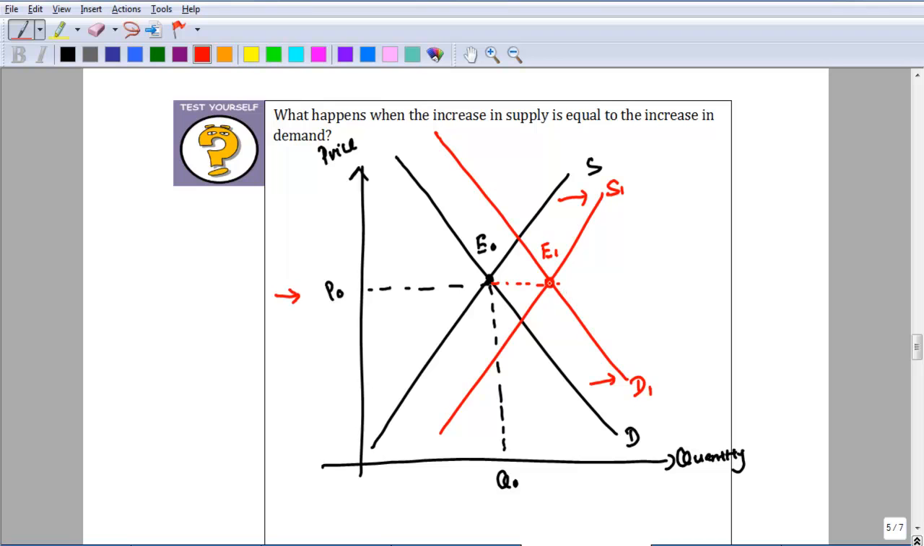Okay, so your new market equilibrium quantity will be OQ1. Equilibrium price will be OP0, which is the same, even if you write it as the new equilibrium price OP1, because it's the same. There's no change in price at all. So what has changed here is just the equilibrium quantity has increased. Alright?